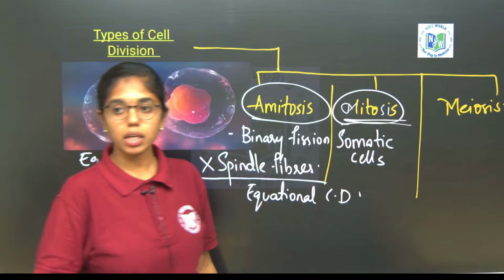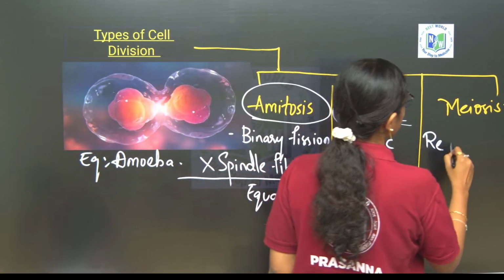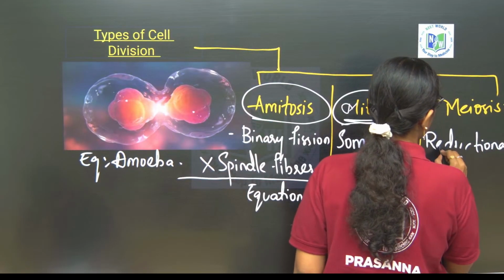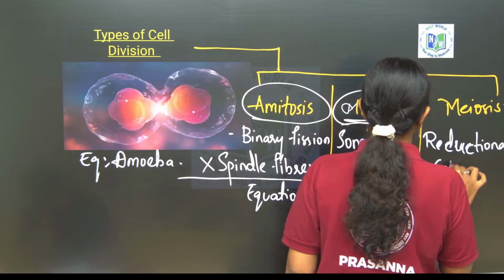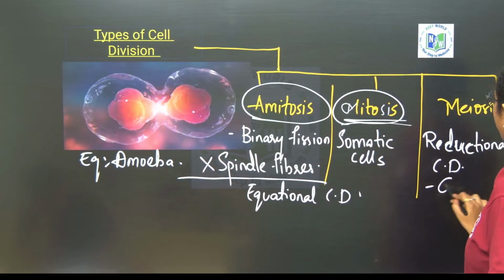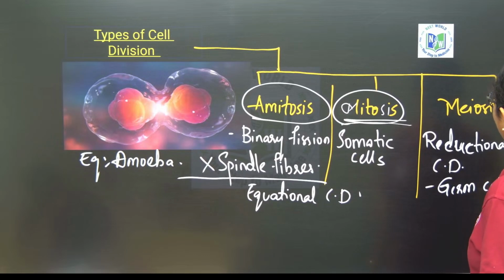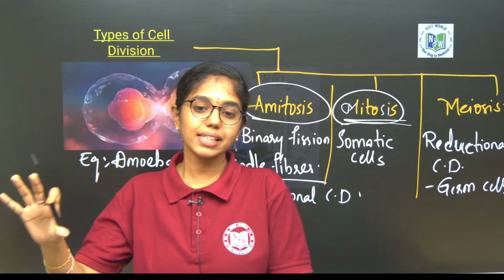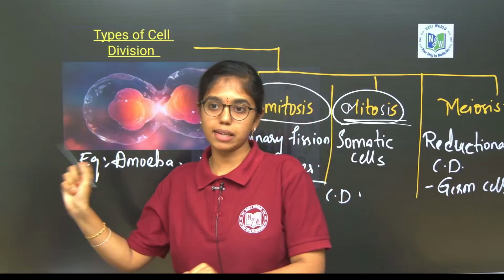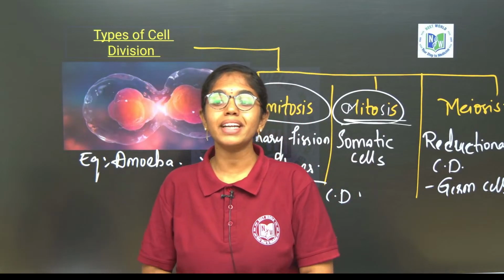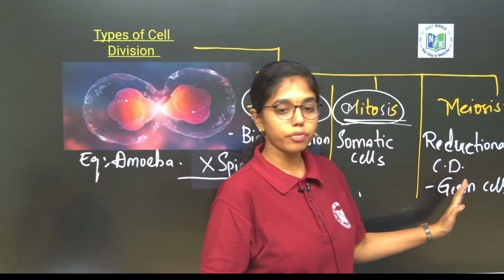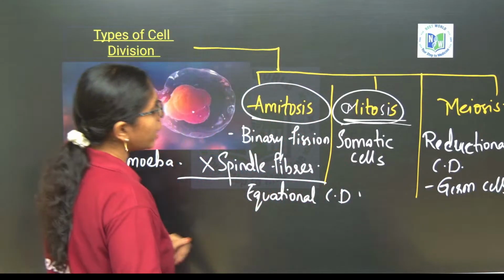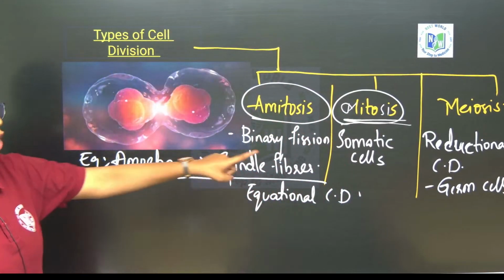Whereas meiosis is called as reductional cell division. And this occurs in where? Germ cells. This is called as reductional cell division because chromosomal number gets half. For example, in parent cell, if it has 46 number of chromosomes, daughter cell will have only 23 chromosomes. Half the number of chromosomes, it will be reduced. So, that is why it is called as what? Reductional division.